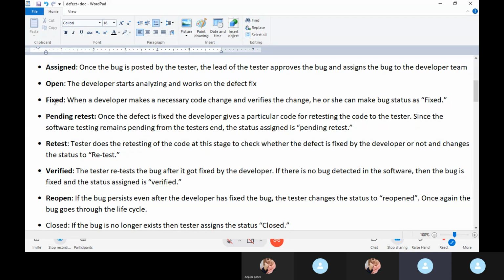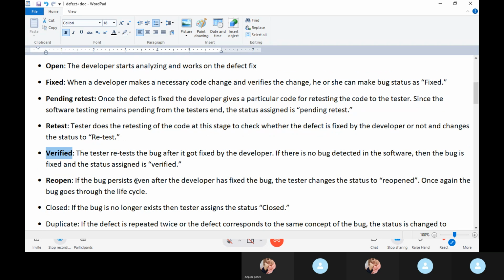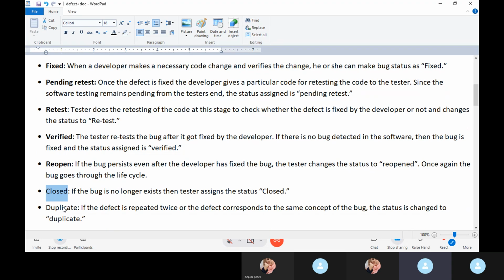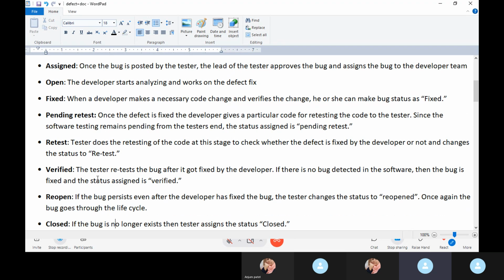If it is reopened, then again the developer will fix it, then again it will go to pending retest, then the testing team will retest. If it is fixed, then it will be verified. And if it is not, then again the same process will repeat. But let's suppose it is fixed, then the tester will close the bug. He will change the defect to the closed state, like it is fixed, it is closed. So these are the defect life cycles.